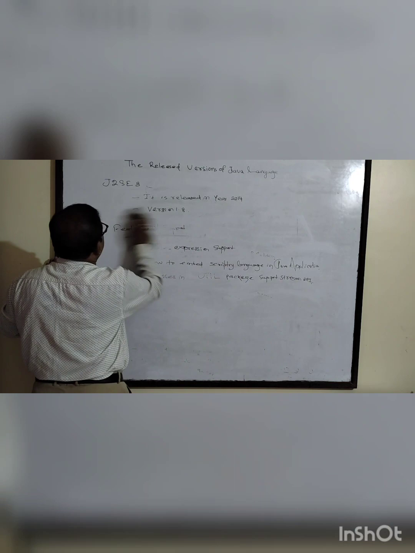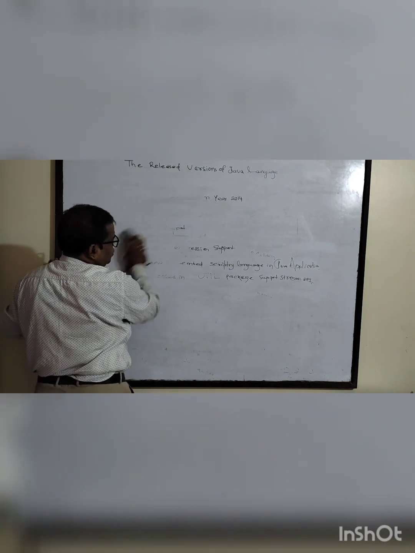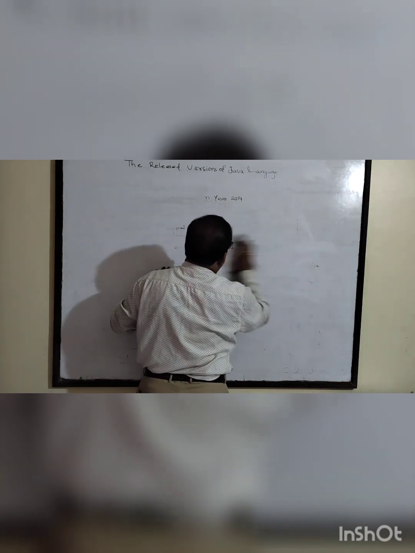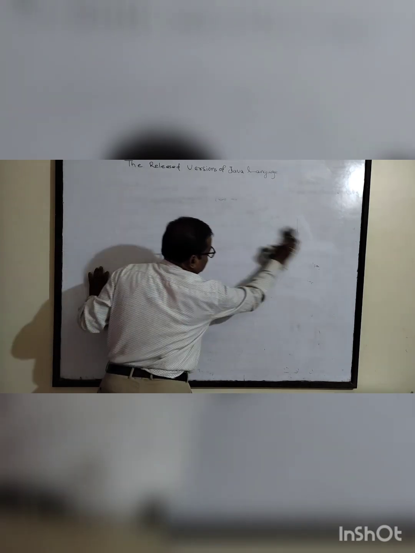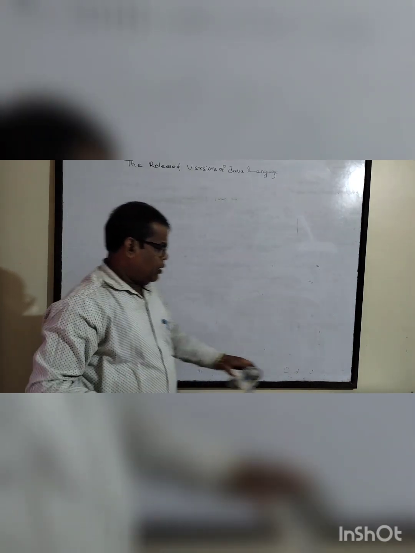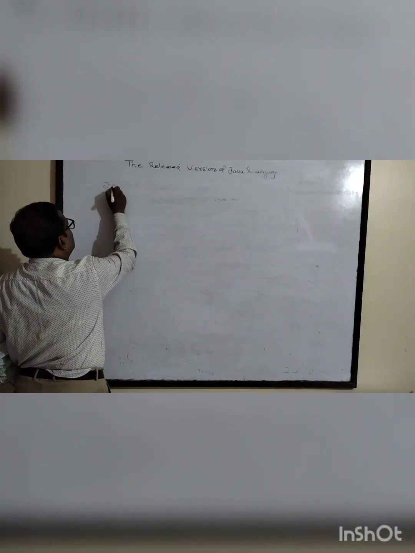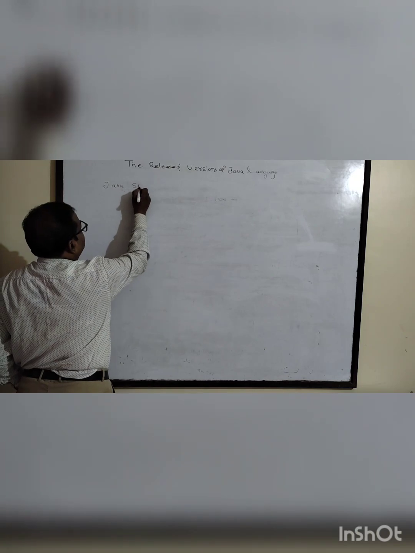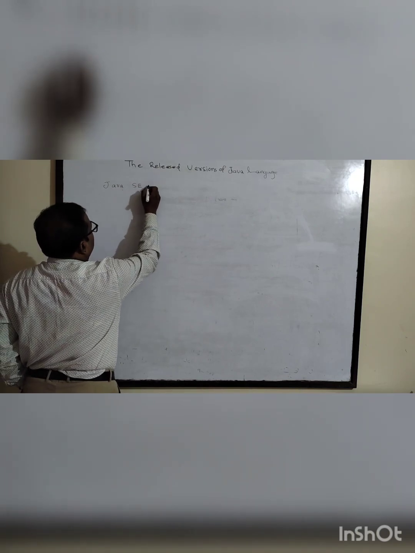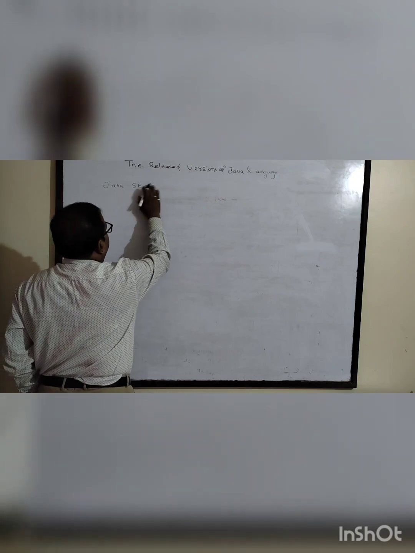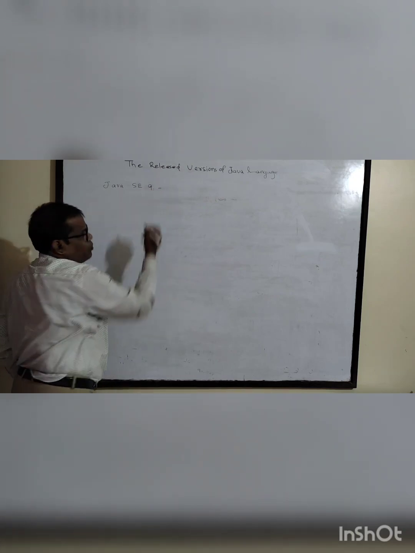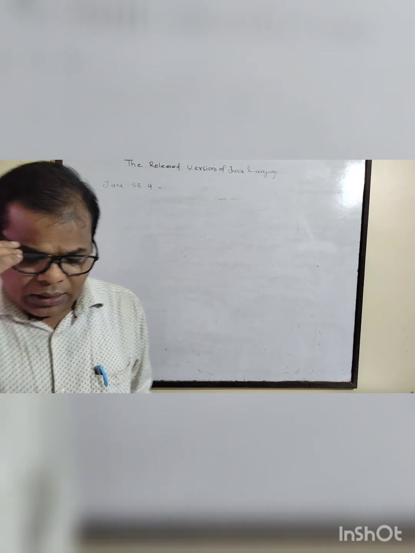Right. So what is the next version? From here itself, the version naming has been changed. Now the very next is Java Standard Edition 9. So what is Java Standard Edition 9 here?